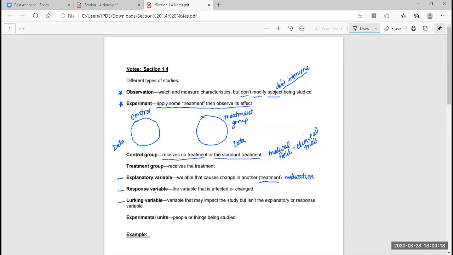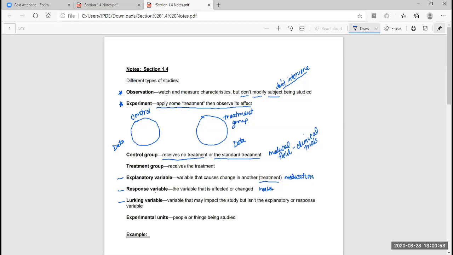then the response variable would be the health of the person. Did they get better or not? The response to that treatment. Did it work? Did it not work? If it was a diet plan, did they lose weight or not? If it was tutoring, did their grade improve or not? Did they do better in the class or not? So the explanatory variable is the treatment itself. The response variable is the result of the treatment.